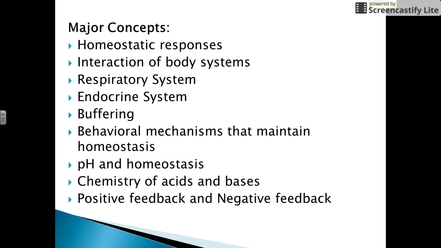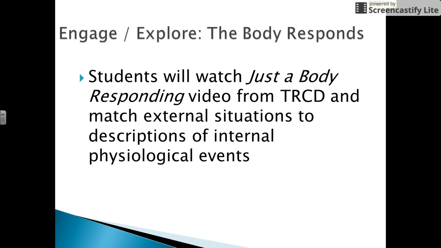The major concepts covered in Chapter 5 include homeostatic responses, interaction of body systems, the respiratory system, the endocrine system, buffering, behavioral mechanisms that maintain homeostasis, pH and homeostasis, chemistry of acids and bases, as well as positive and negative feedback mechanisms.